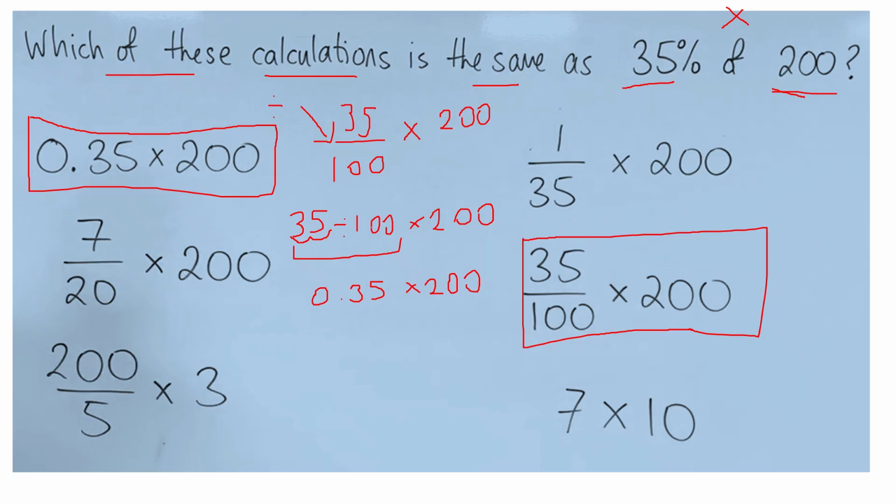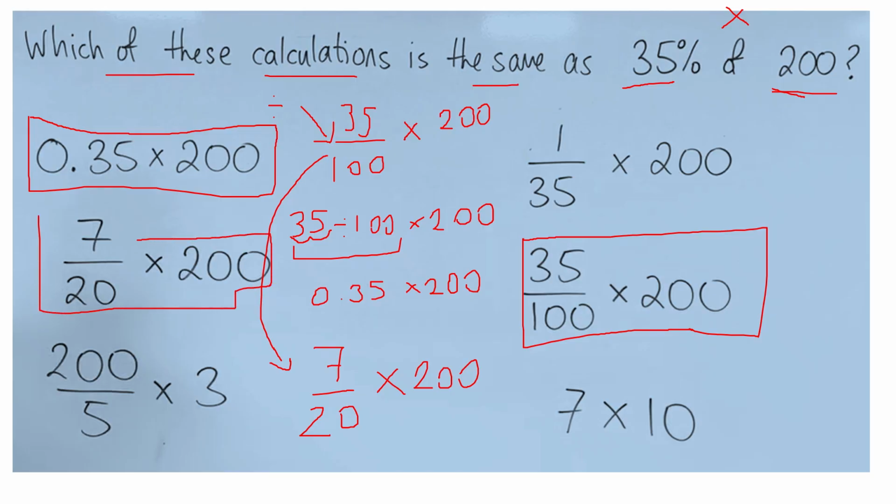What next? Well, going back to what I said a minute ago about simplifying this fraction, I can divide top and bottom of this fraction by 5. We get 7 over 20, or 7 out of 20, or 7/20ths, and we're multiplying it by 200, which again is going to be this option here. Are there any more that look like this?